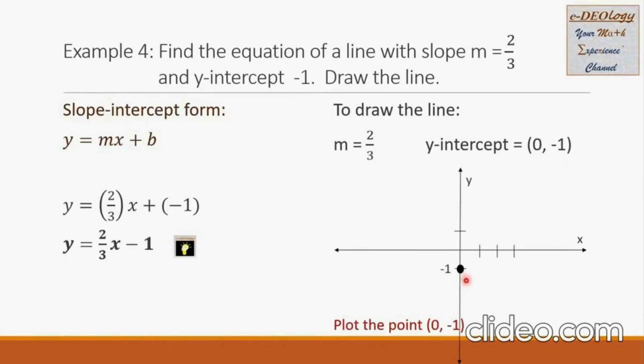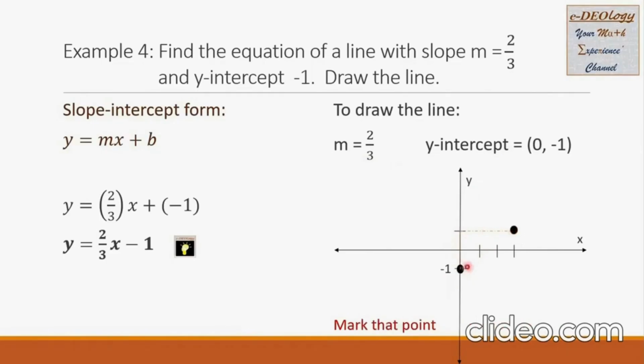Then let us find another point of the line so that we will connect it later. Then we will be able to graph the line. Using the slope 2 over 3, we will use the y-intercept as our reference point. Let us move 2 units going up. So from here, it goes 1, 2 units. And from this point, we will go 3 units to the right. 1, 2, 3.